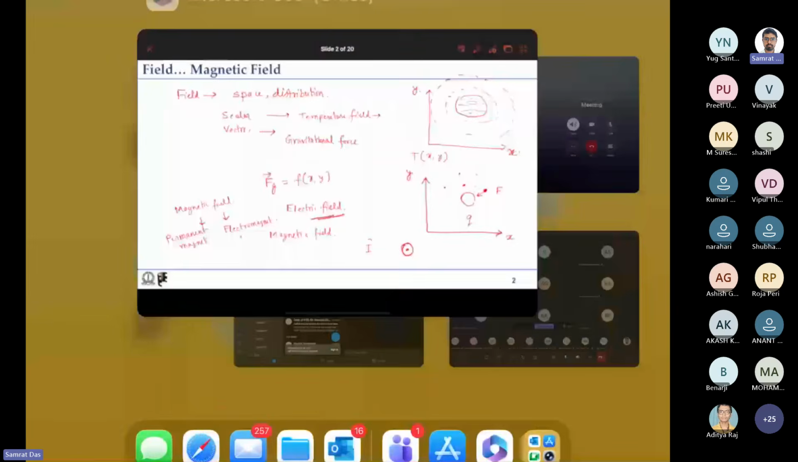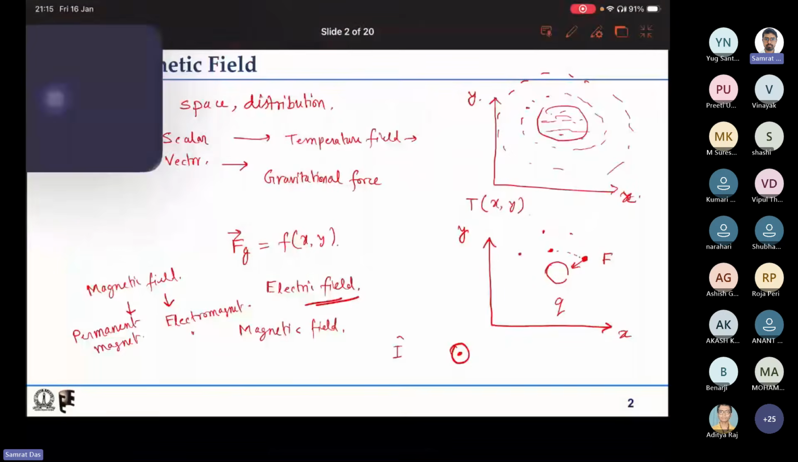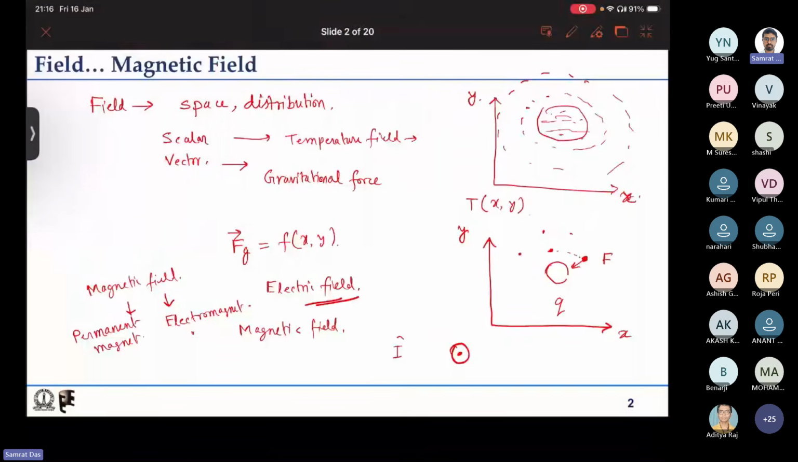Okay. So if there is a constant current flowing through some conductor, then there will be some magnetic field around it. So that is a magnetic field distribution.